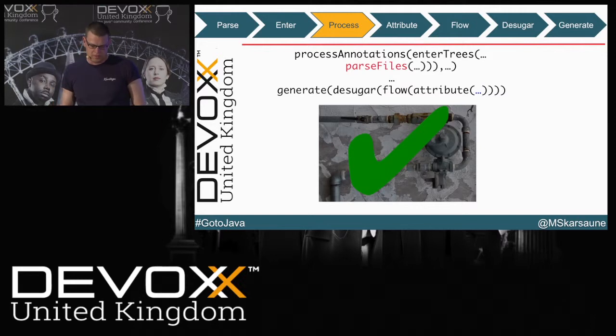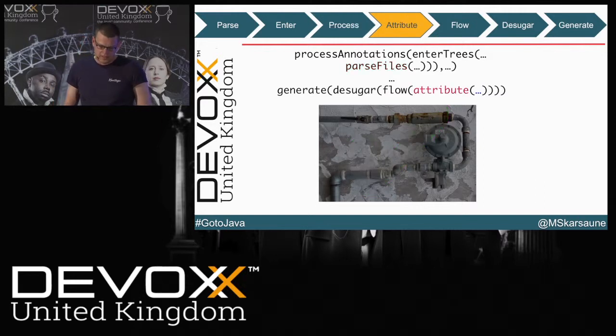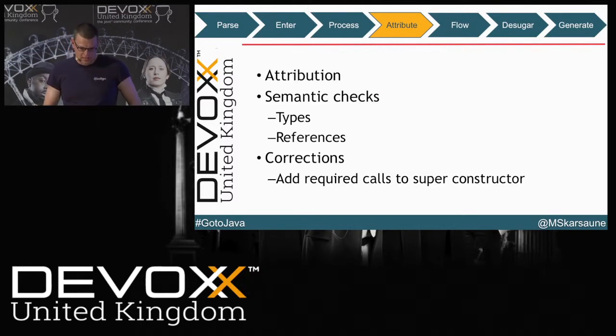It's quite straightforward. Then after that, we reached the attribution phase. And this is where the bulk of the tests, sanity tests, take place. So we have semantic checks for type compatibility. If you reference methods, fields, or variables, it checks that those are OK. And again, it does some minor corrections, like adding calls to the superconstructor.